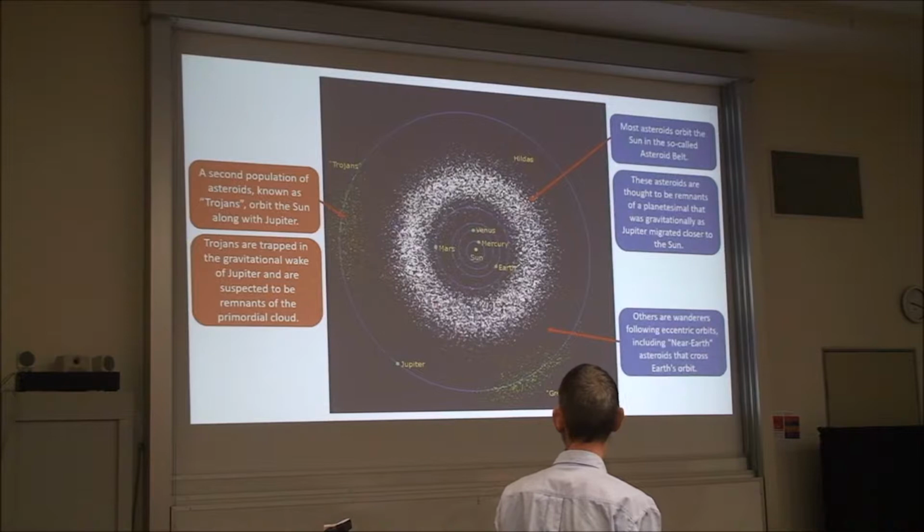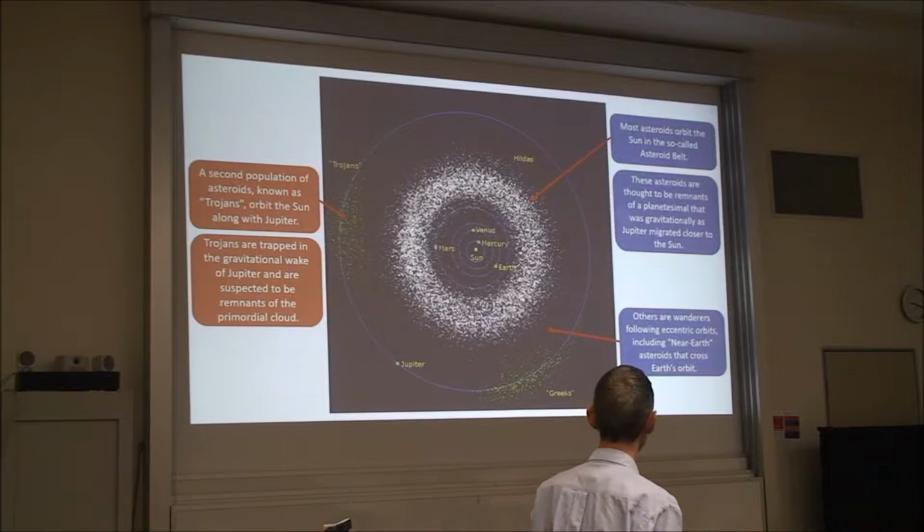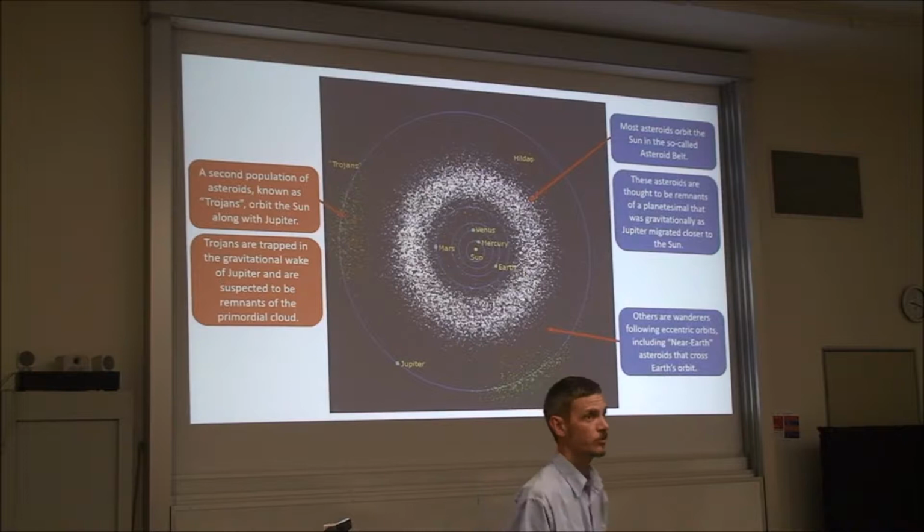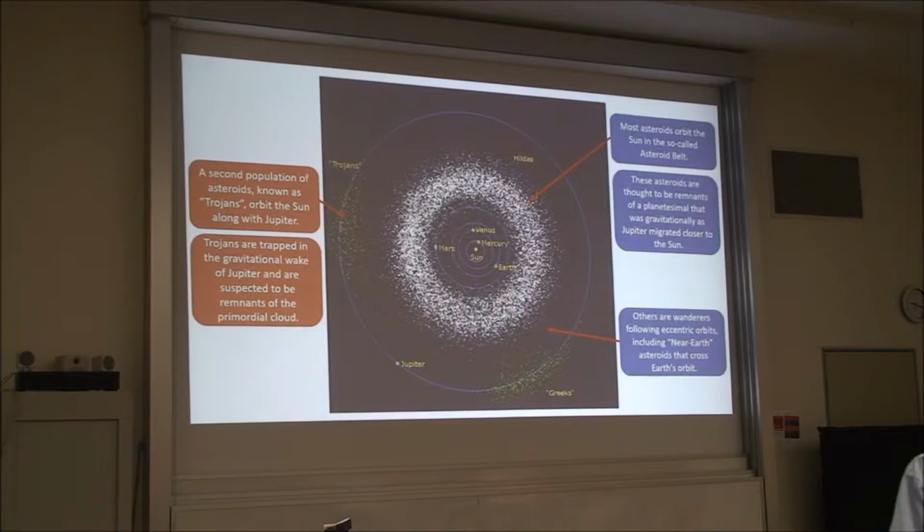There are also, as you can see here, a number of other wanderers that wander around the solar system in rather eccentric orbits in some cases. Some of them are Earth grazers or near-Earth asteroids that cross Earth's orbit at various times. And we'll talk a bit about the threat of asteroids a bit later on.